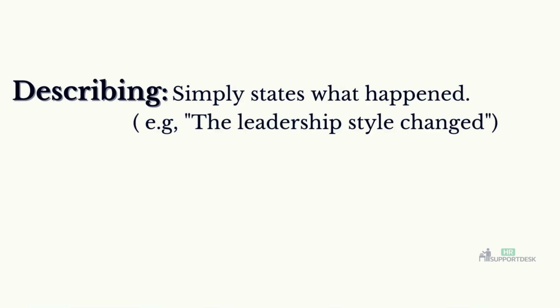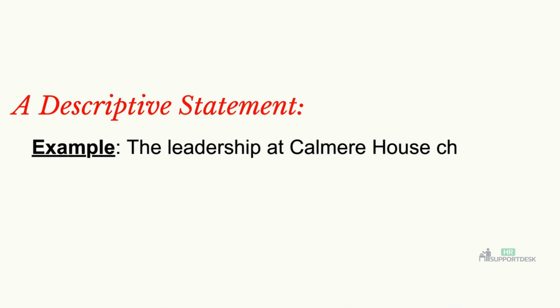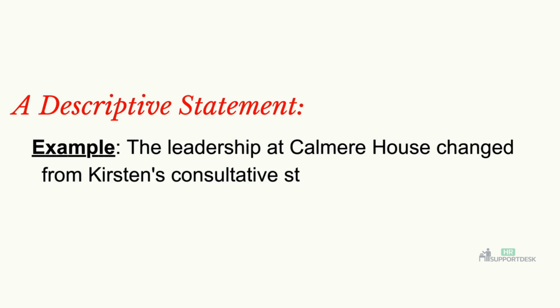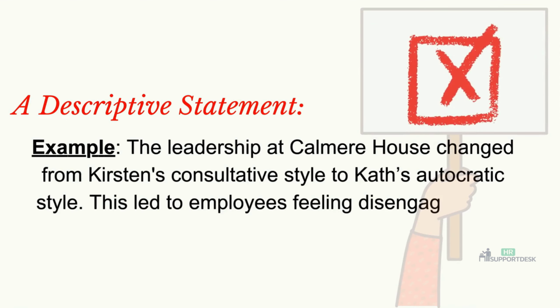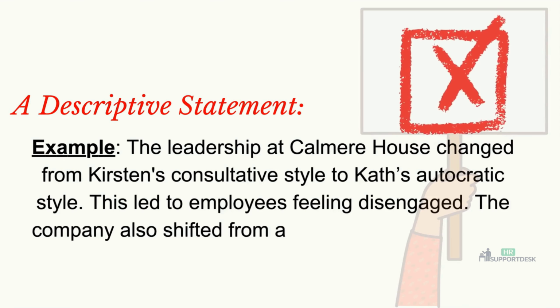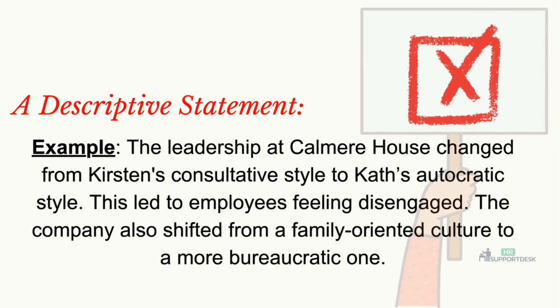The main distinction between describing and explaining is that describing simply states the events that took place. For example, the leadership at Calmere House changed from Kirsten's consultative style to Kath's autocratic style. This led to employees feeling disengaged. The company also shifted from a family-oriented culture to a more bureaucratic one.